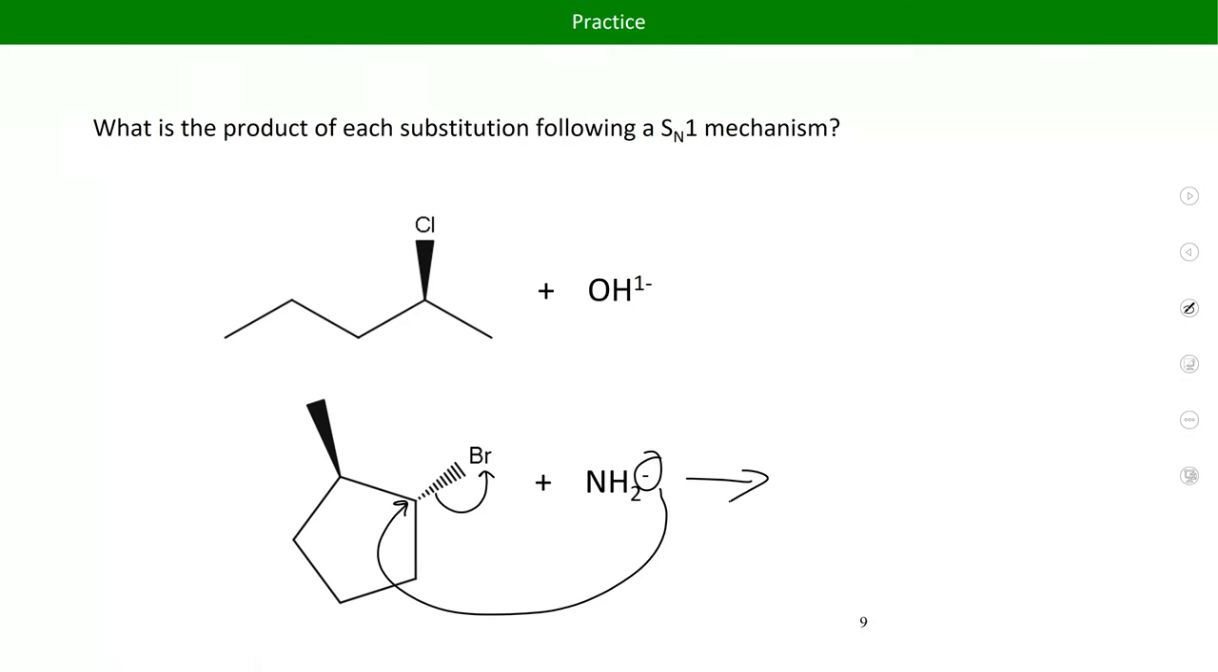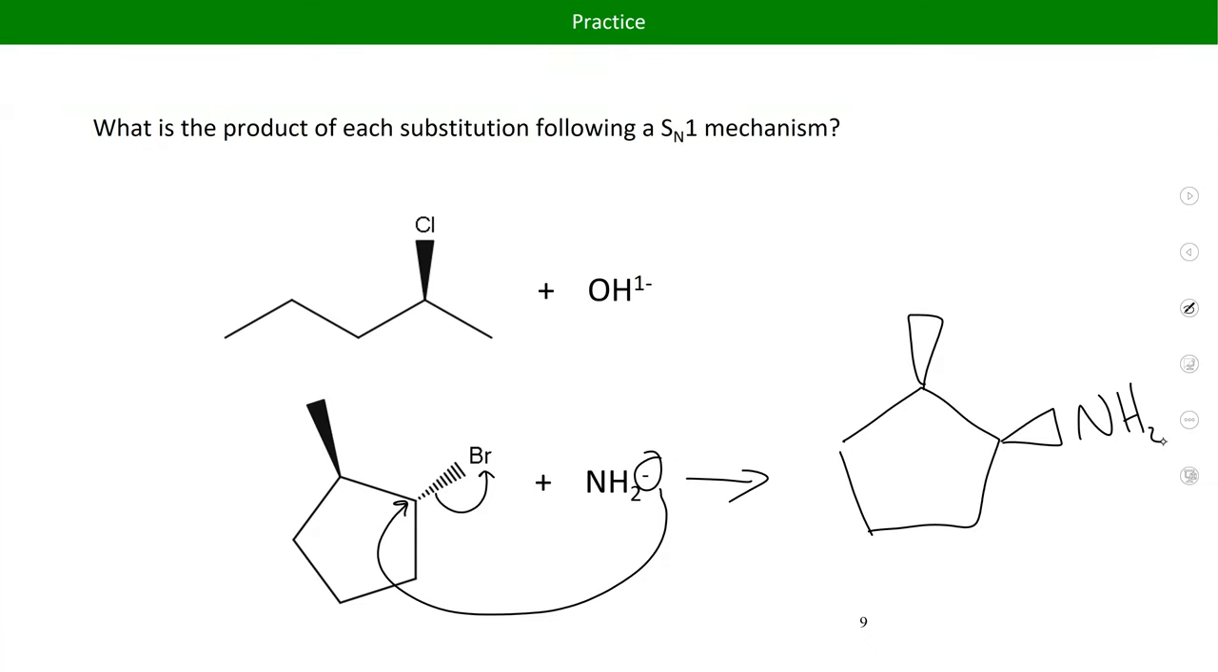So we wind up putting our NH2 on the same carbon as our leaving group. What about stereochemistry? Is it going to be cis or trans? It started trans, but remember we have to attack from the other side of the molecule. So we're only going to get one stereoisomer, and it's going to be the cis stereoisomer if it goes SN2.